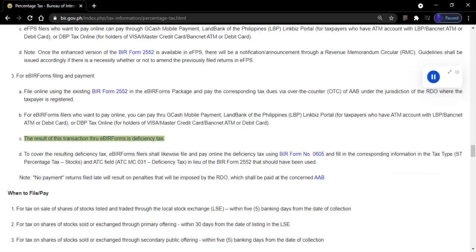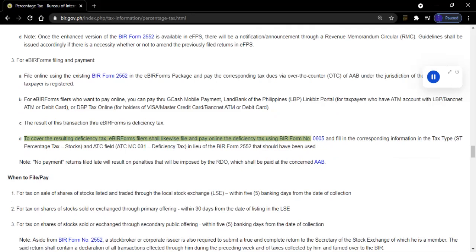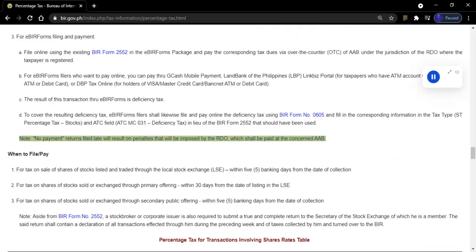The result of this transaction through eBIRForms is deficiency tax. To cover the resulting deficiency tax, eBIRForms filers shall likewise file and pay online the deficiency tax using BIR Form No. 0605 and fill in the corresponding information in the tax type, ST Percentage Tax Stocks, and ATC field, ATC MC031 deficiency tax, in lieu of the BIR Form 2552 that should have been used. Note: no payment returns filed late will result in penalties that will be imposed by the RDO, which shall be paid at the concerned AAB.